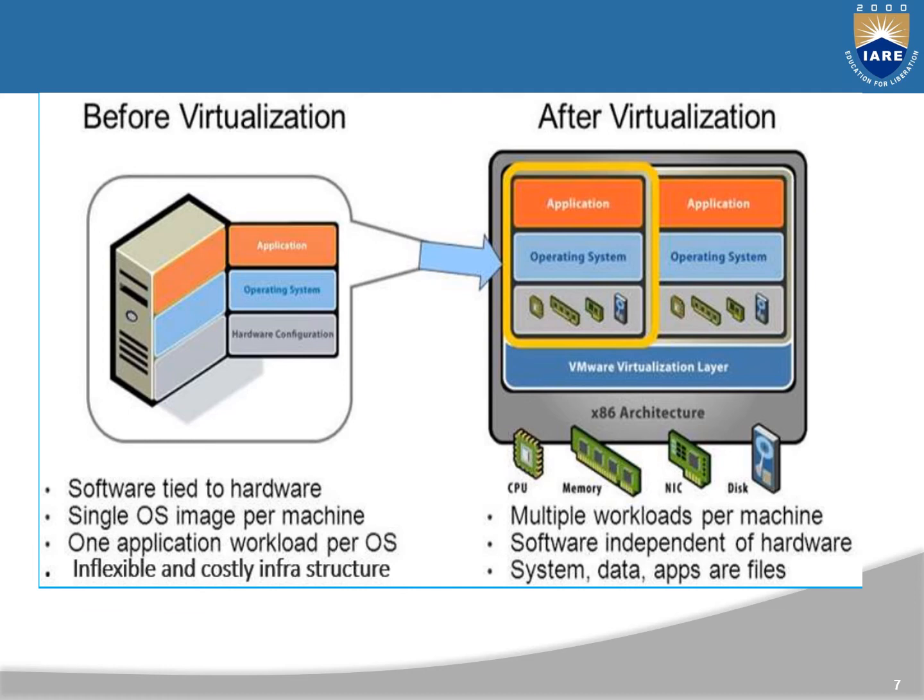Next comes how virtualization works. Before virtualization, the software is tied to hardware: a single OS image per machine and one application workload per operating system, which makes for inflexible and costly infrastructure. After virtualization, there are multiple workloads per machine. Here you can see that in only one machine there are multiple workloads going on, and the software is independent of hardware. The system, data and apps are acting as files.